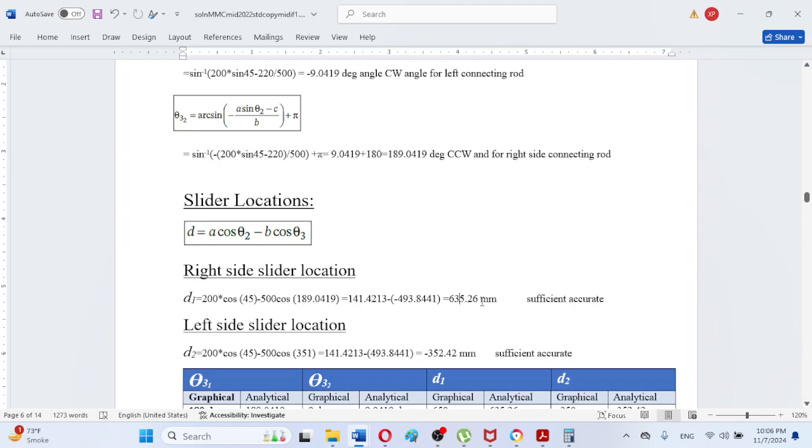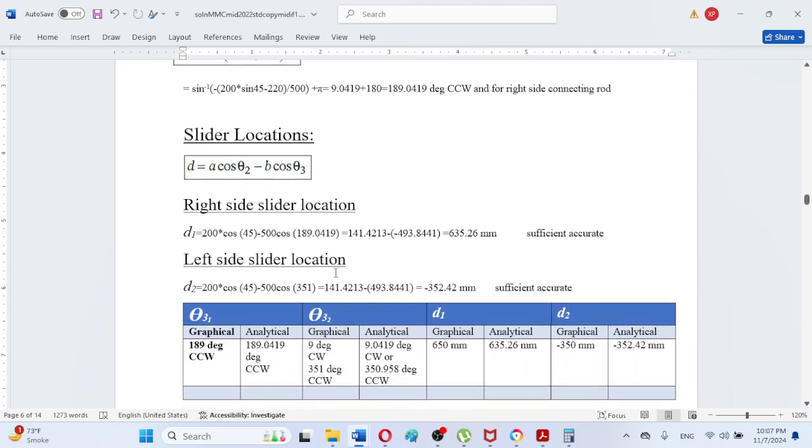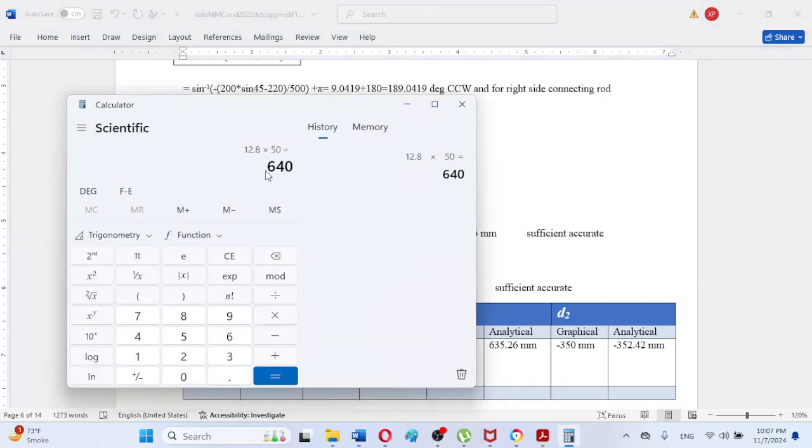So for graphical results, 15 to 18% errors or discrepancies are allowed if the method is all correct. For the left hand side slider location, we will be inputting the corresponding angle, which is equal to 351 or minus 9.0419. Here I have input the graphical results, but we can exactly input the angular value from the analytical results.